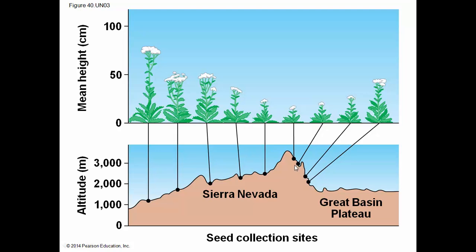So what this is saying here is these researchers studied how the size of yarrow plants growing on the slopes of the Sierra Nevada varied with elevation. They found that the plants from low elevations were generally taller than the plants from high elevations, as shown below. Okay, well, that's interesting. All right.